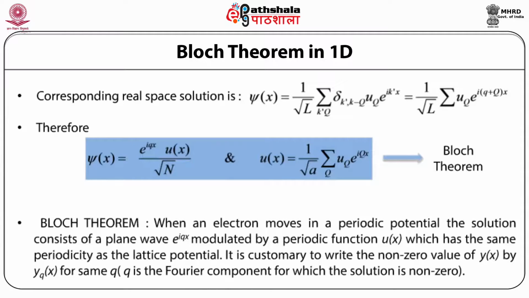When an electron moves in a periodic potential, the solution consists of a plane wave e raised to power iqx modulated by a periodic function ux, which has the same periodicity as the lattice potential. It is usually customary to write the non-zero value of phi x as phi qx for the same q. Q is the Fourier component for which the solution is non-zero.